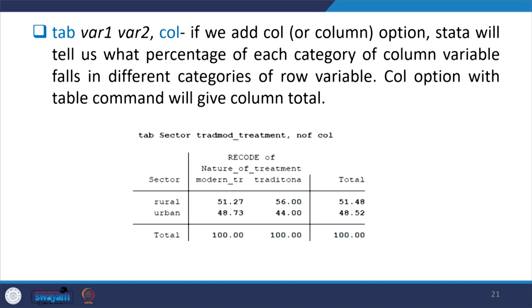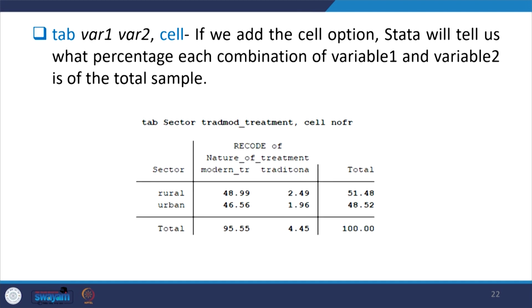Similarly, you can add the column option, which is going to give you column-wise percentages. Most important, though less often used and very rarely discussed, you can also take the cell percentage. If it is column percentages, we compare within the column, or if it is by row percentage, we compare with the row.